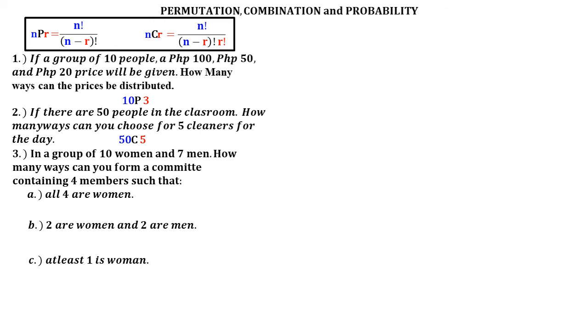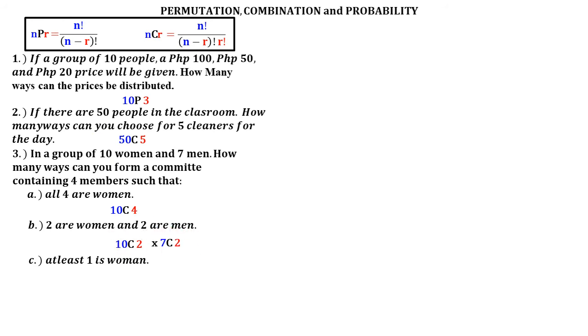All four are women. So, from the group of 10 women, we will choose 4. Next, 2 are women and 2 are men. So, from the group of 10 women, we will choose 2, and from the group of 7 men, we will choose 2. And we will just multiply these two.